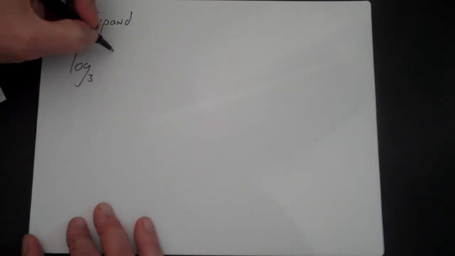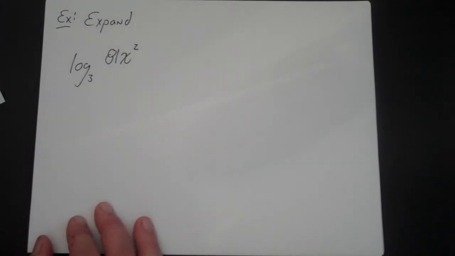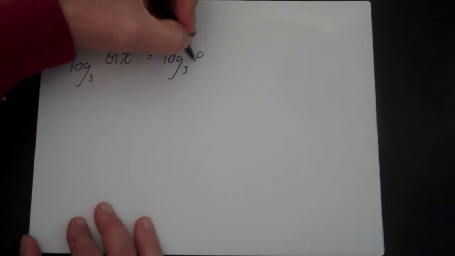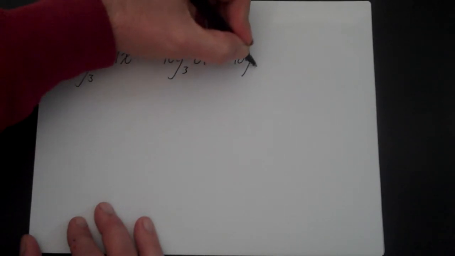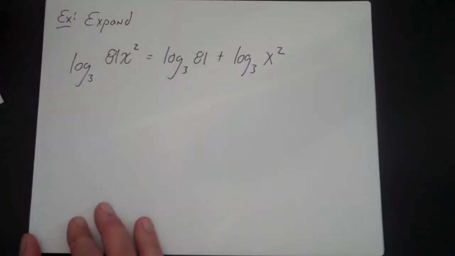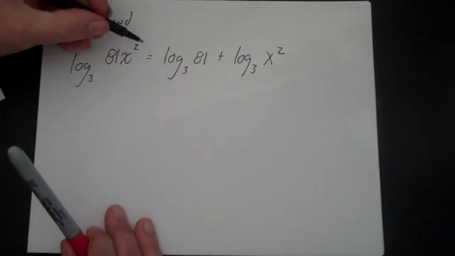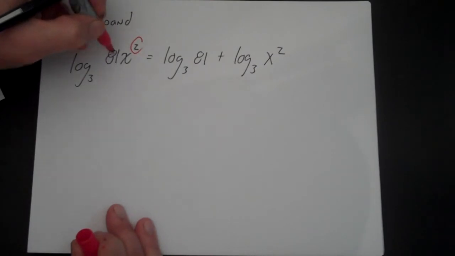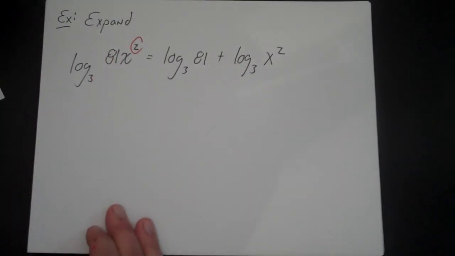And so an example would be that you would give a problem like expand log base 3 of 81x squared. So what you need to do here first is that would be log base 3 of 81 plus log base 3 of x squared. Now notice here, the squared term only goes with the x. It doesn't refer to the 81. And that's important when we check our answers later.